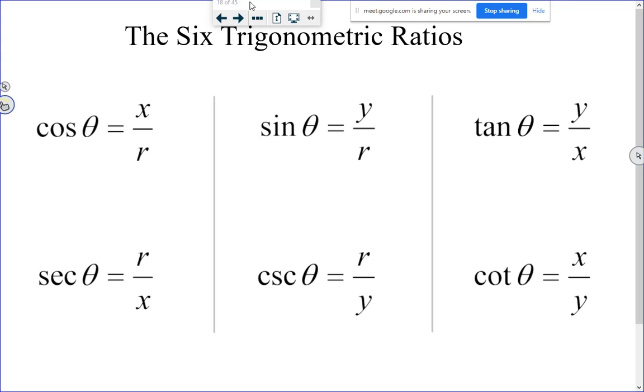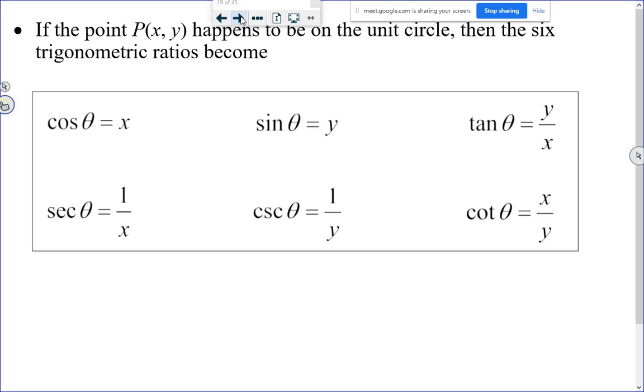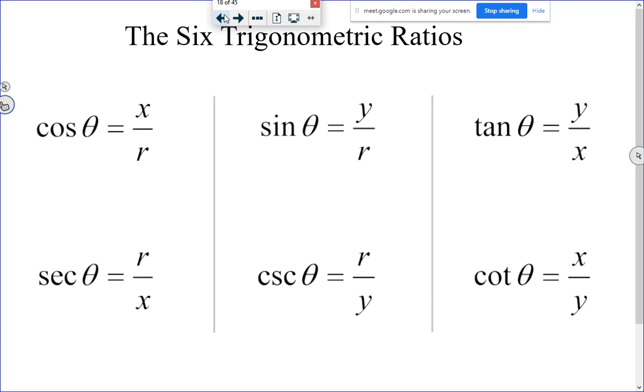But if the point that we're talking about is on the unit circle, then r is 1. So if it's on the unit circle, then all of those r's become 1, and cosine is not x over r, it's x over 1, which is just x. The only caution I would have about memorizing this second list is I don't think you need to. If you know this first list and it is on the unit circle, just change r to 1 and you will have cosine. Change r to 1 and you will have secant.